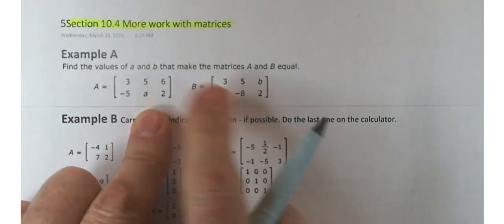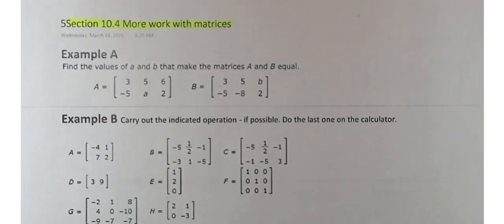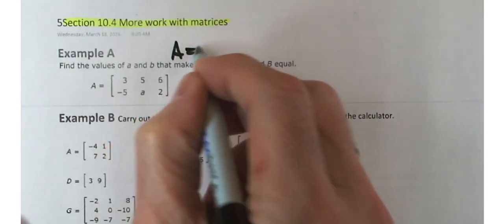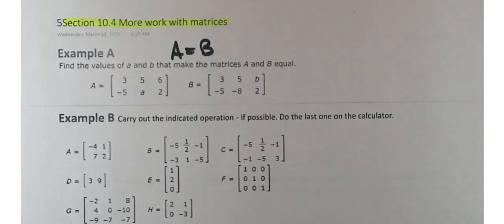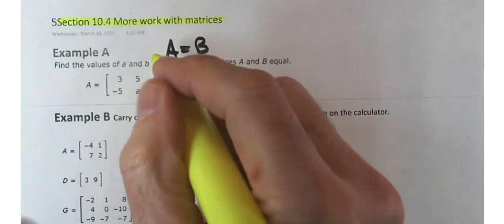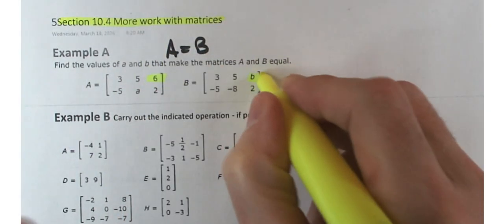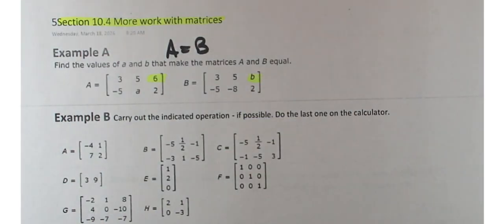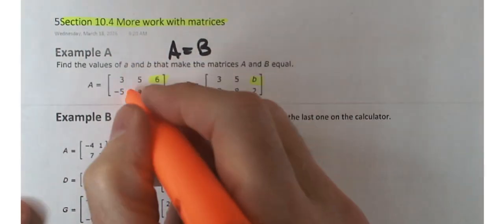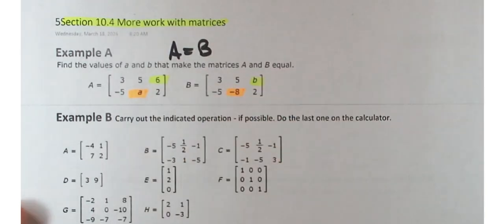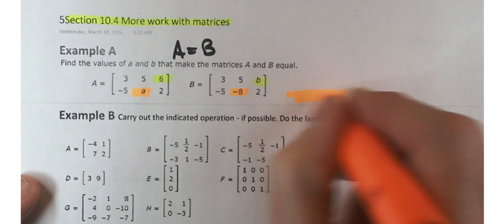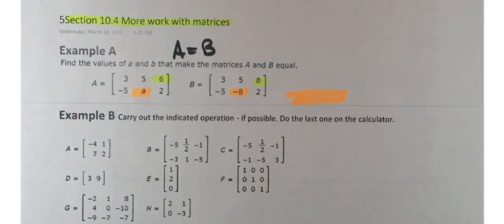It says find values of A and B that make these matrices equal. Well, in order for these matrices to be equal, that is, if I want A equals B, then all their corresponding parts have to be equal. So in particular, that's going to give me that B has to equal 6. And what other number do I get out of this? Well, A equals -8. So nothing really big there. Just kind of have to understand what they're asking for.